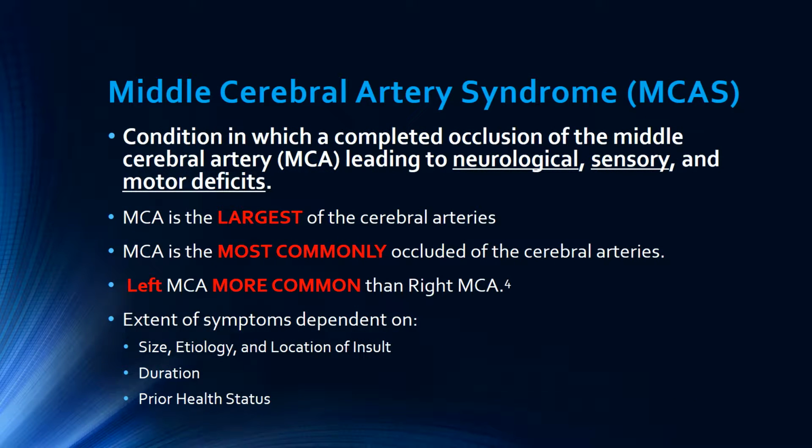All right, so here's the definition of middle cerebral artery syndrome. Again, I'll keep it pretty succinct here. It's a condition in which a complete occlusion of the middle cerebral artery leads to neurological, sensory, and motor deficits. The MCA is the largest of the cerebral arteries. It's the most commonly occluded. The left is a little bit more prevalent than the right, and the extent of the symptoms depends on the following: the size, the etiology, the location of the insult, the duration of how long it actually takes to come to fruition, and then the prior comorbidities of the patient and their health status.